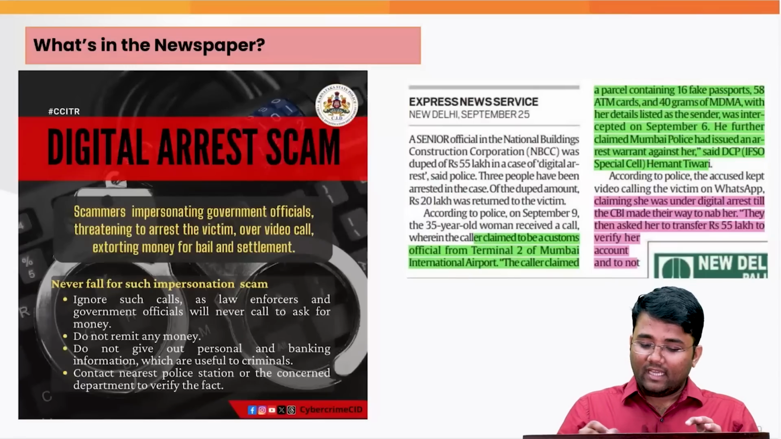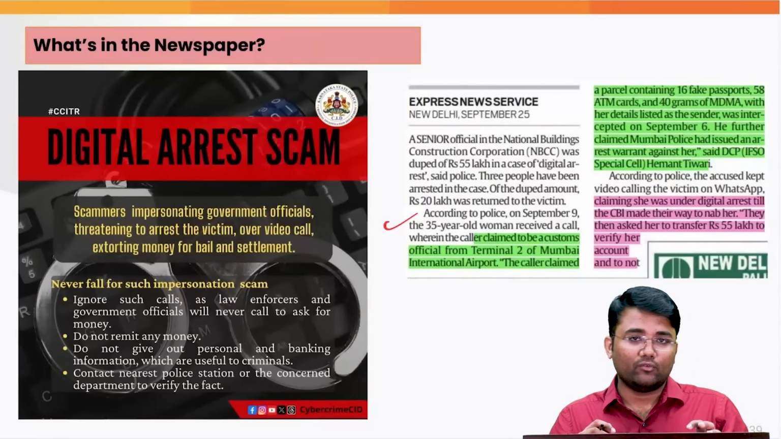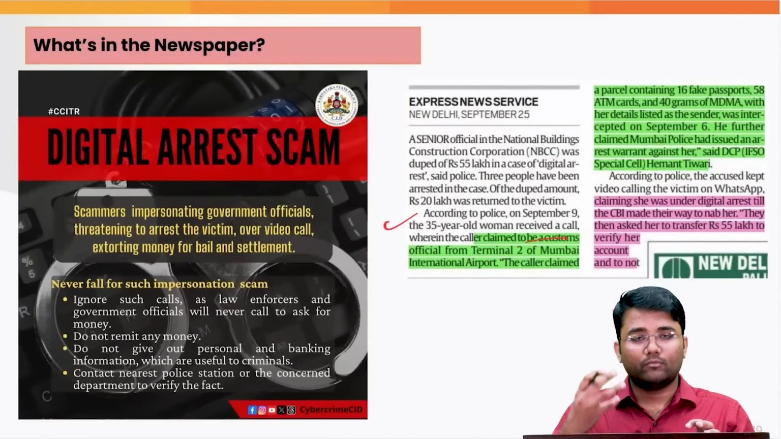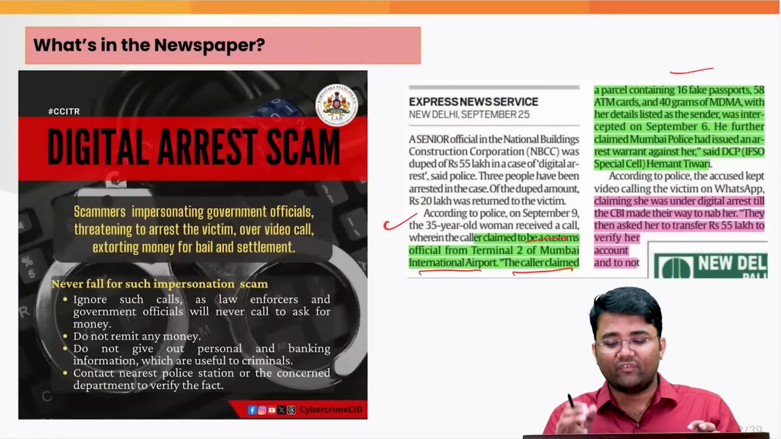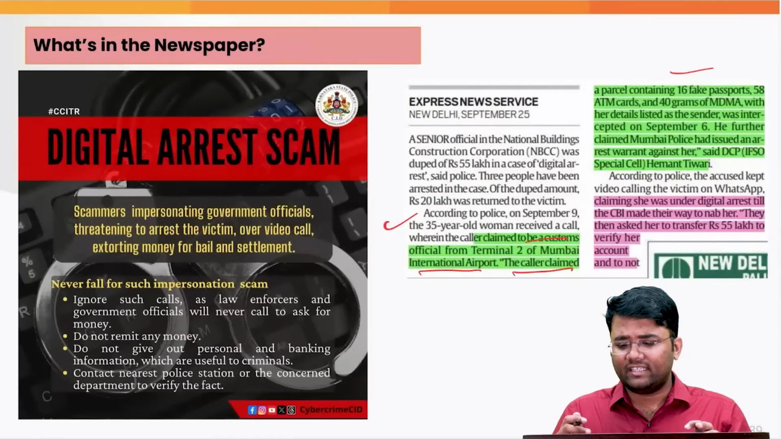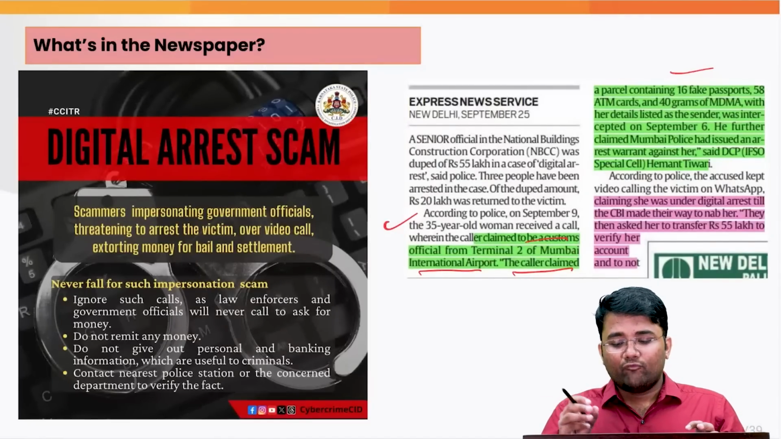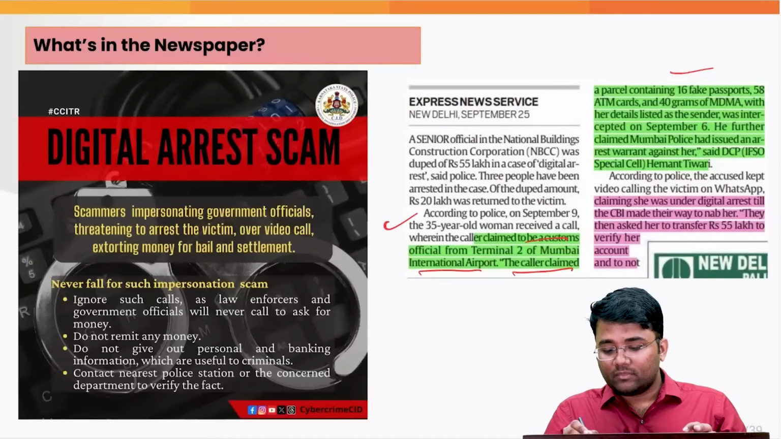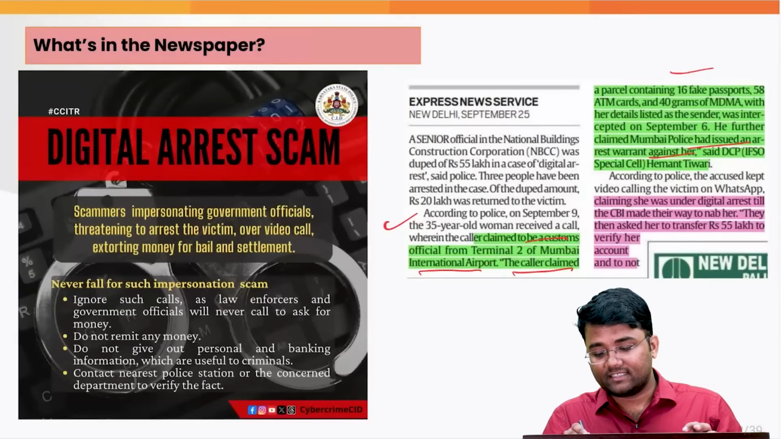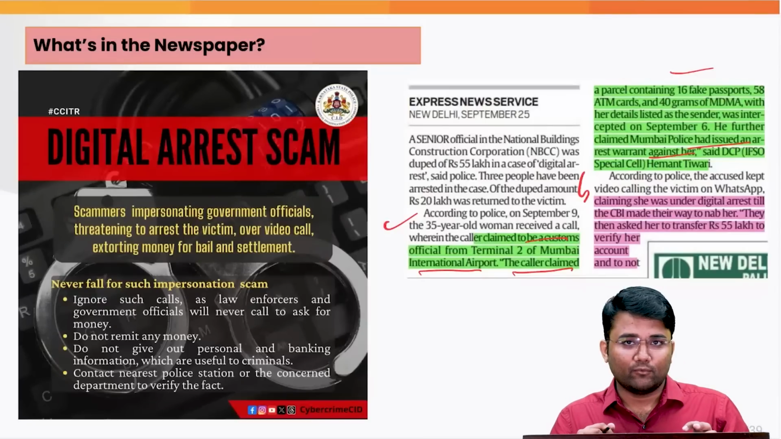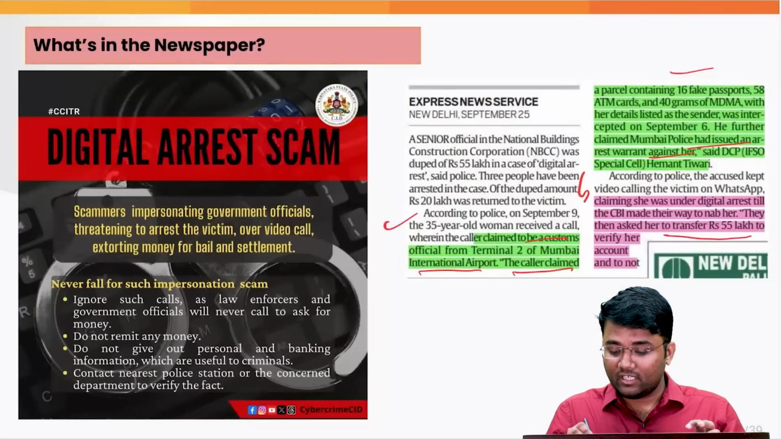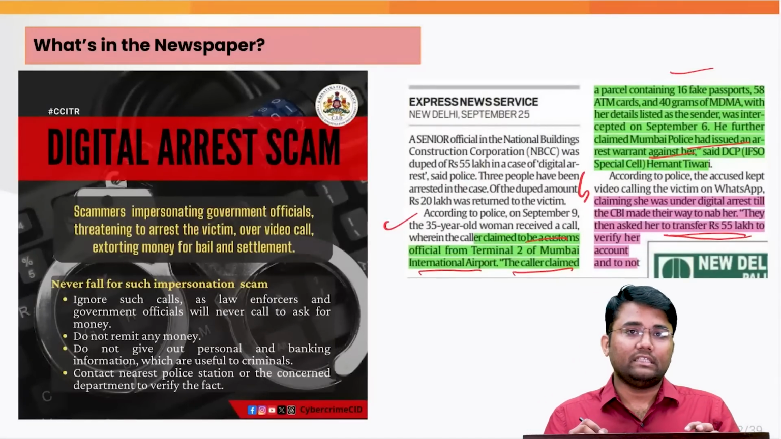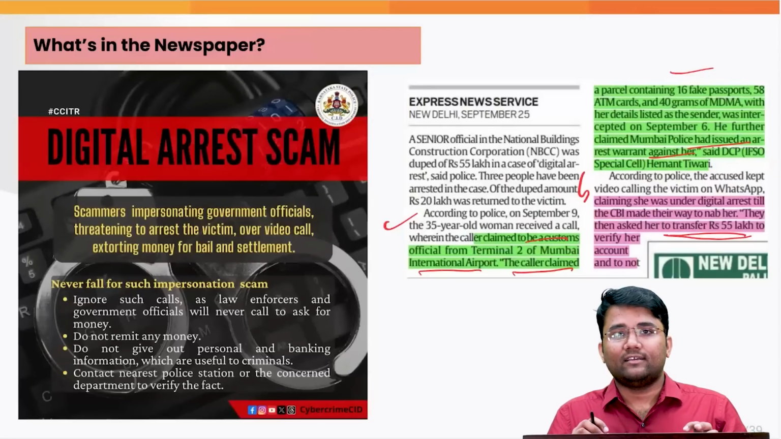A woman employee of the NBCC has claimed that she received a call, where the person said he was calling from Terminal 2 of Mumbai airport, and the caller claimed that a parcel containing 16 fake passports, 15 ATM cards and various other illegal materials had been found in her name. He further claimed that Mumbai police has issued an arrest warrant against her, and said that she has been digitally arrested, and unless she transfers 50 lakh, she is going to be prosecuted under the Money Laundering Act.